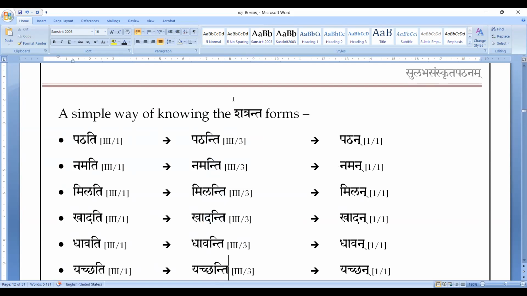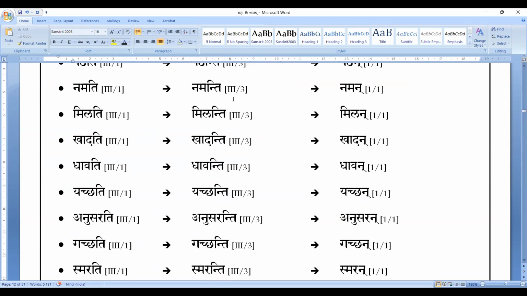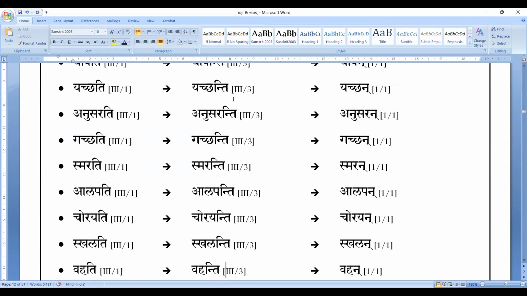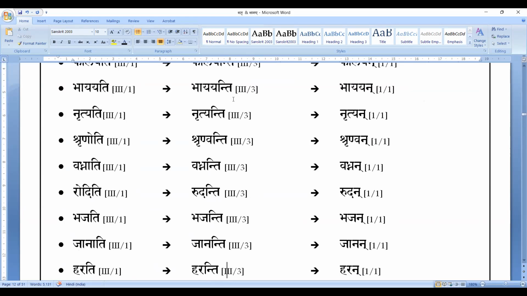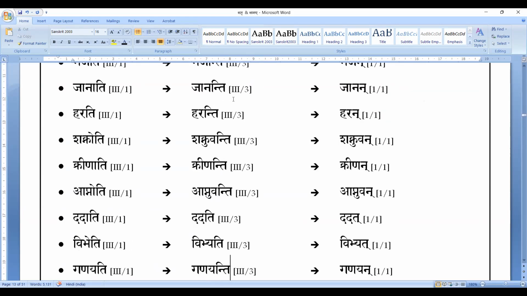So, similarly kadanti, kadan; davanti, davan; echanti, echan; anusaranti, like that. For any gana, you can do like that. Irrespective of the gana, the form will be similar: krinanti, krinan; apnuvanti, apnuvan is prathama vibhakti ekavachanam. Dadati, the bahuvachanam is dadati. Ti, don't remove it. That's why I always say remove e. So you will have dadat.